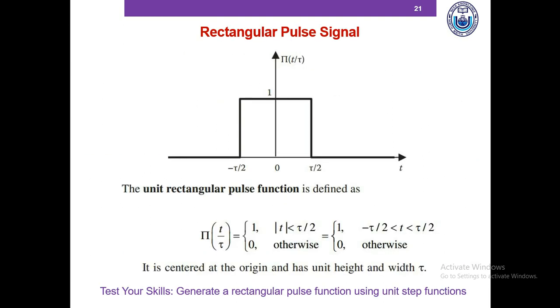The next signal model we're going to see is the rectangular pulse signal, the rectangular pulse function. So the unit rectangular pulse is defined using this equation. Here tau indicates the width of the pulse, and you usually have a t minus a in this equation, where a indicates the center of the rectangular pulse, but it's not shown here because the rectangular pulse is centered at 0. So it's basically t minus 0 divided by tau.